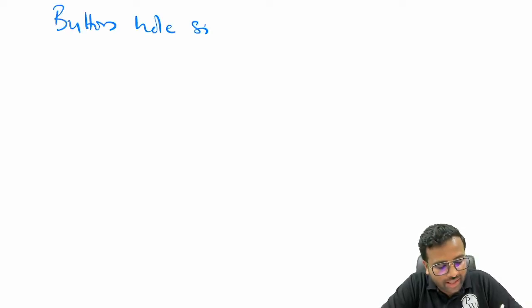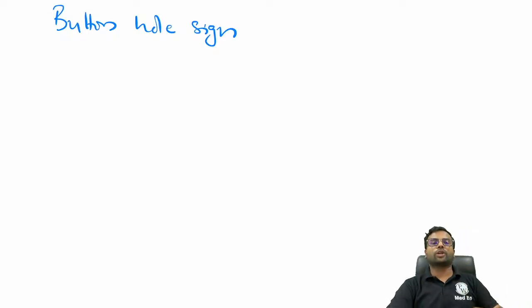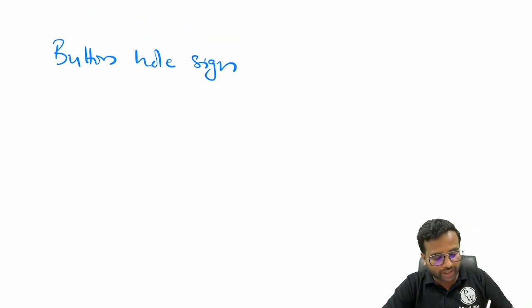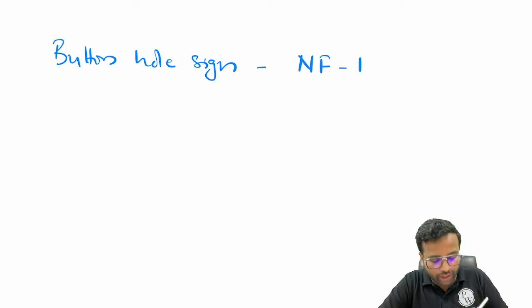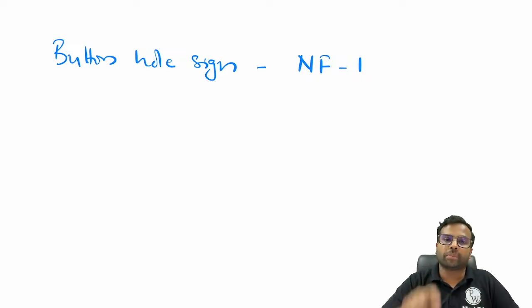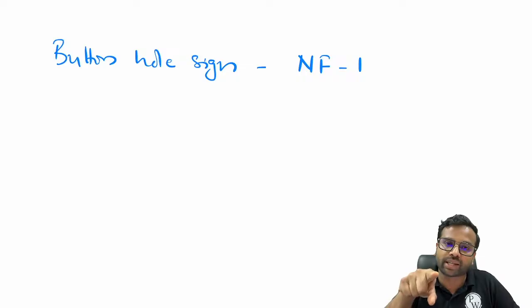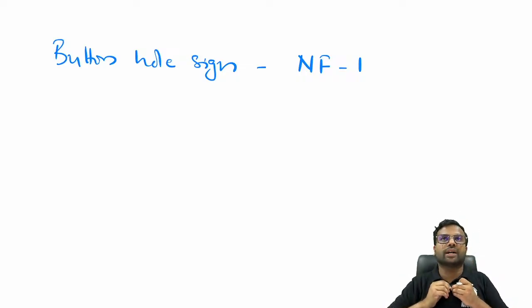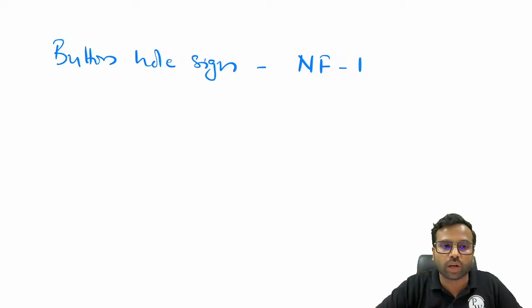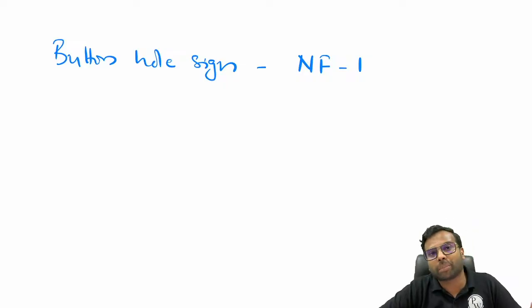Buttonhole sign, says Rishabh. Very good. So buttonhole sign, in which disease can you find it? Please remember this again, you can find it in neurofibromatosis 1, because when you try to press over the lesion it goes beneath the skin, just like how you insert a button into a buttonhole.